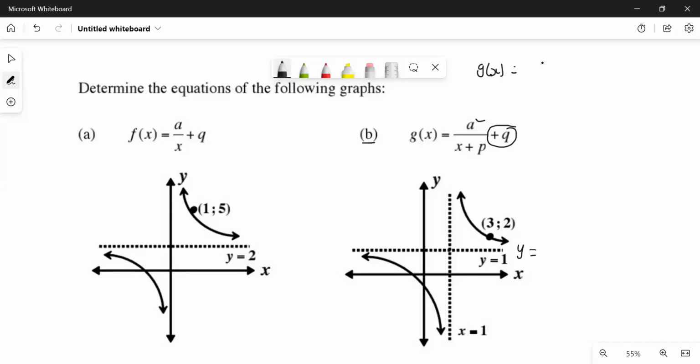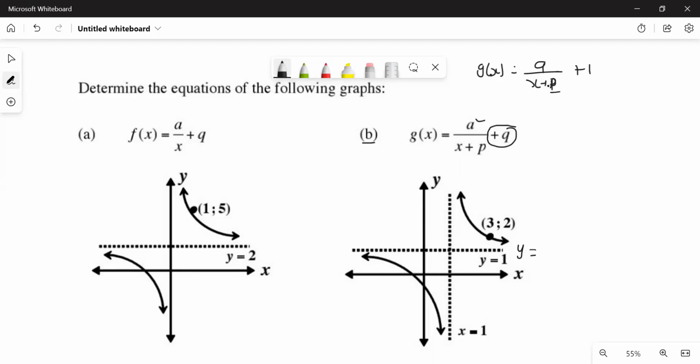Then our equation now looks a little bit better. It says g of x is going to be equal to a over x plus p, plus 1. Okay, so far so good. Now we still want to get P. How do we get P?